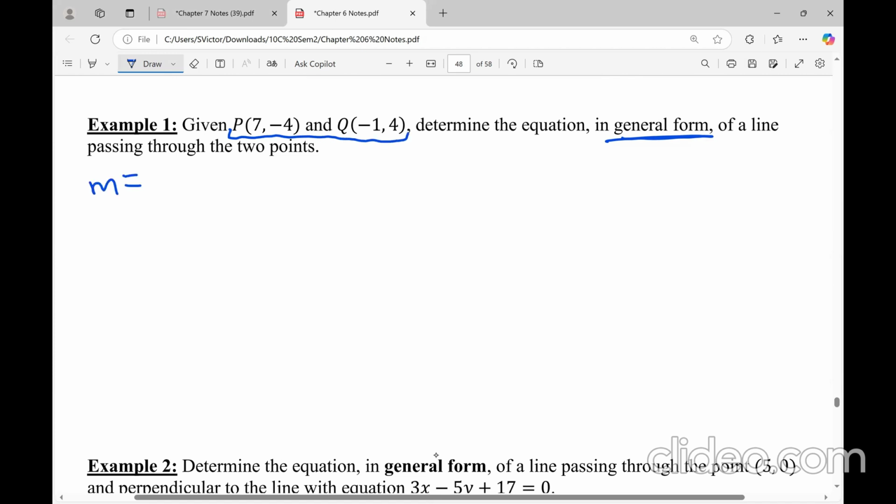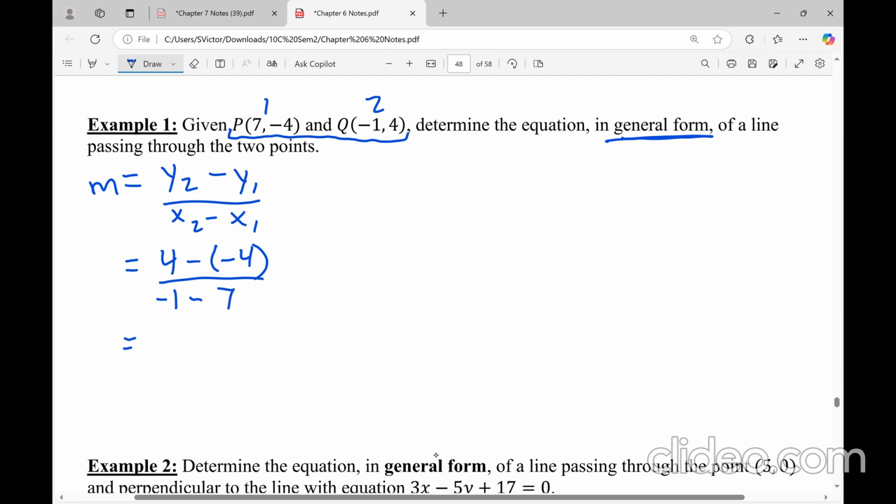We can use our slope equation, which is y2 minus y1 over x2 minus x1. Remember, when we use this equation, we need to first designate one point as point 1 and one as point 2. It doesn't matter which is which. I'm just going to go 1 and 2. Then we're going to very carefully fill in this equation. Our y at point 2 is 4 minus our y at point 1, which is -4. On the bottom of our fraction, we have x2 minus x1, so our x at point 2 is -1 minus our x at point 1, which is 7.